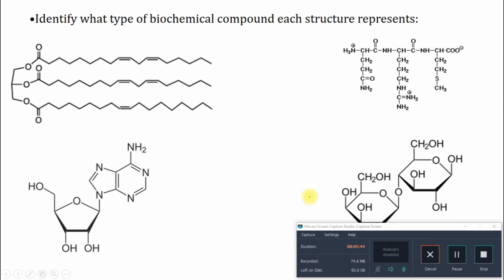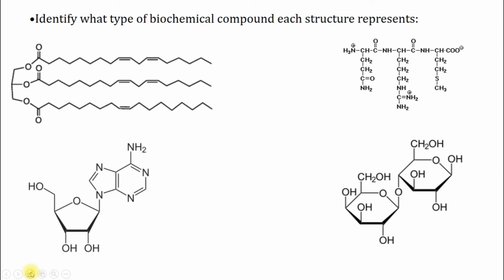Alright, so here we are identifying biochemical molecules. And we learned about actually 5 different categories of biomolecules in class this week. Let me just summarize them for you really quickly. The first category we learned about was hormones, right? So hormones are signaling molecules.